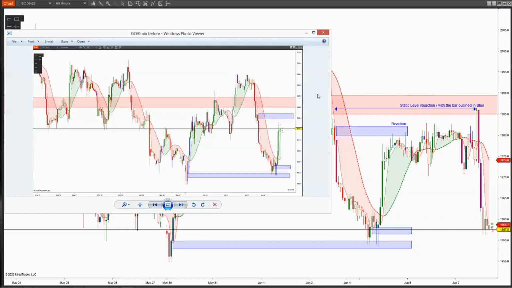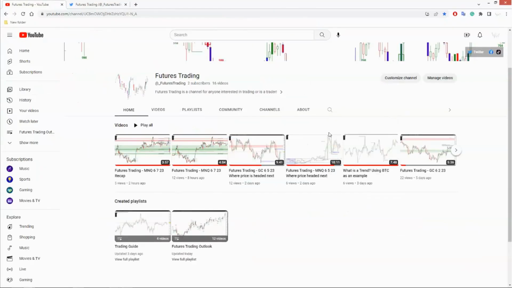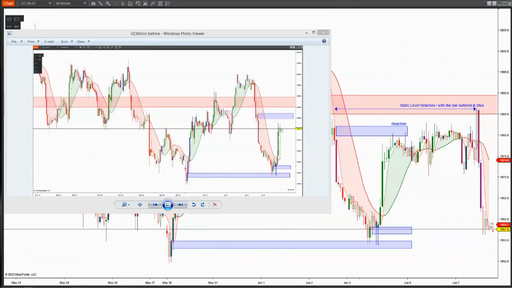Now, again, these levels can be found on the channel. I don't want to dive too much into all of that, don't want to waste your time here, but if you want to head over to the channel, I have the link below. You can click on that. But right there, the trading ranges, static levels, and the chart scale. All of that content is just three different ways to give you a location where the market can possibly turn, and then you utilize whatever timing techniques that you have to get into the trade. So, trying to give you some information that's not too subjective and get you where you want to go.